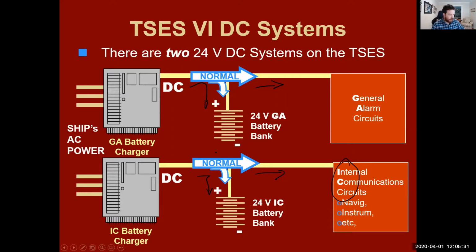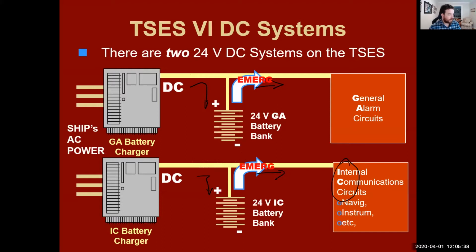So if we lose power, we lose the plant, we'll have a battery backup until our emergency generator comes back online. So this is all emergency power that comes off of these batteries.